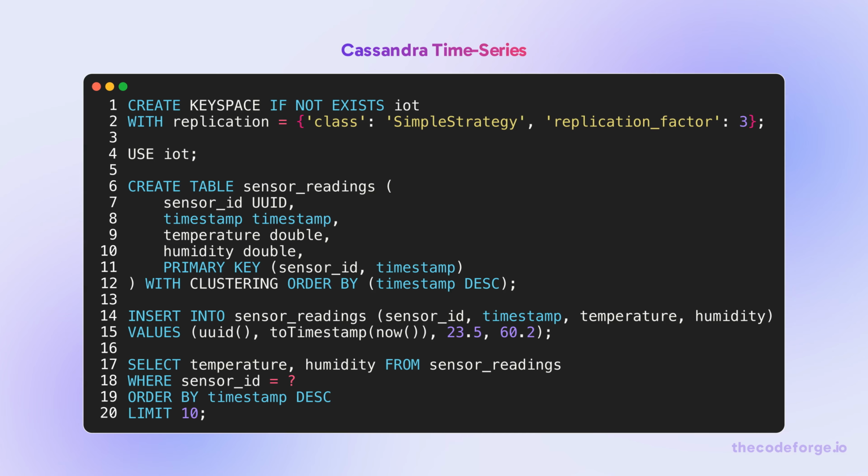Here's a time series data model for IoT sensor readings. The partition key is sensor_id, and the clustering key is timestamp sorted descending. This allows fast retrieval of the last N readings for a sensor.